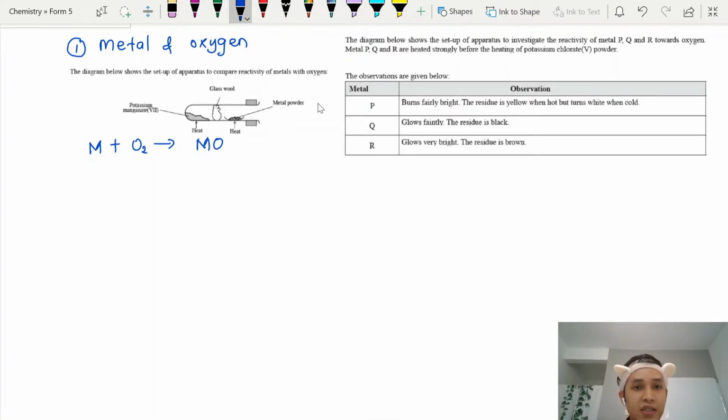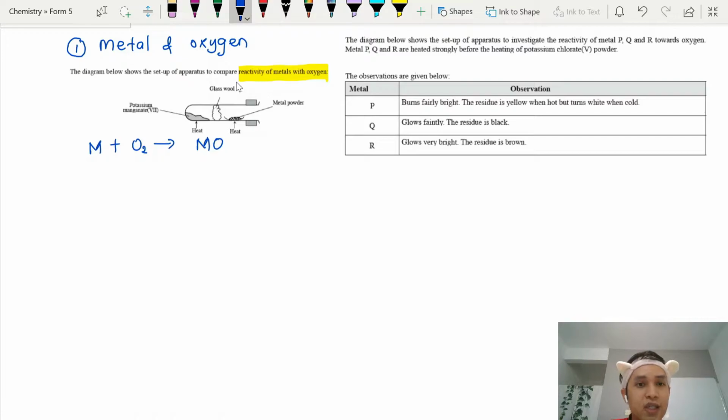So this is the experimental setup. You need to know how to draw the experimental setup for your essays and also for your paper 3. This is the experimental setup for the reaction of metal and oxygen. Basically, they will tell you that this is an experiment, and then they will give you the unknown metals P, Q, R, and your question will ask you to arrange the reactivity of the metals based on the observation. This is the most common question.